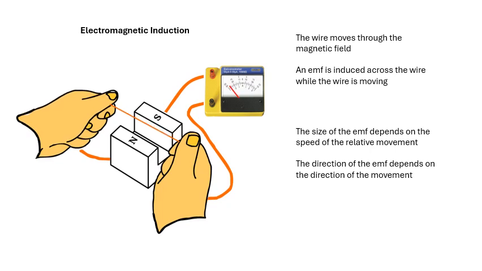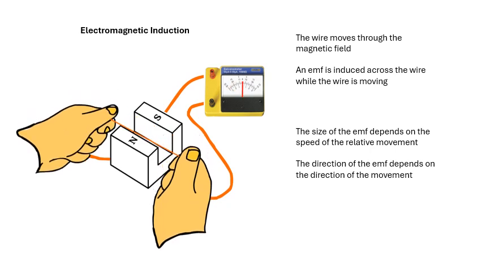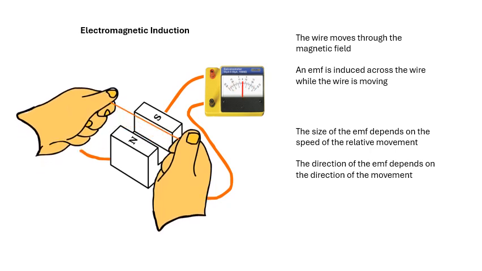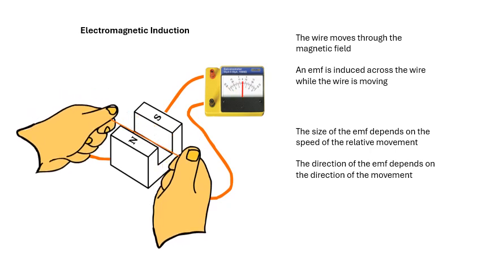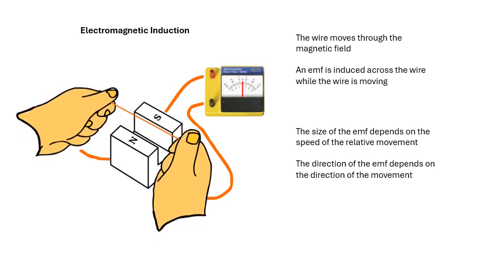Note that the size of the EMF depends on the speed of the relative movement. If I did it faster, I'd get a bigger voltage, and the direction of the EMF depends on the direction of the movement.